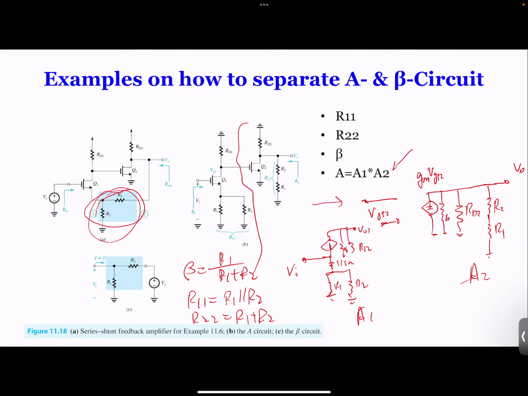Now, you don't even have to redraw the equivalent circuit. You can simply move on to calculate your AF equal to A over 1 plus beta A, and so on. And if you calculate RI and RO of the circuit, you calculate RI on this side, you calculate RO on this side. You can also calculate RIF and ROF. So it's very easy to do once you identify the circuit and break it down to here. So this will be all really for today.